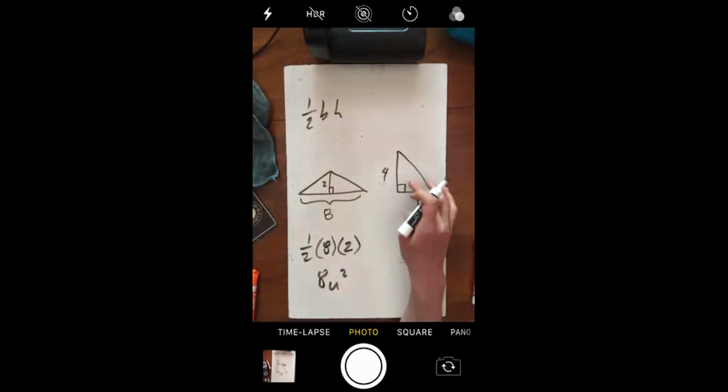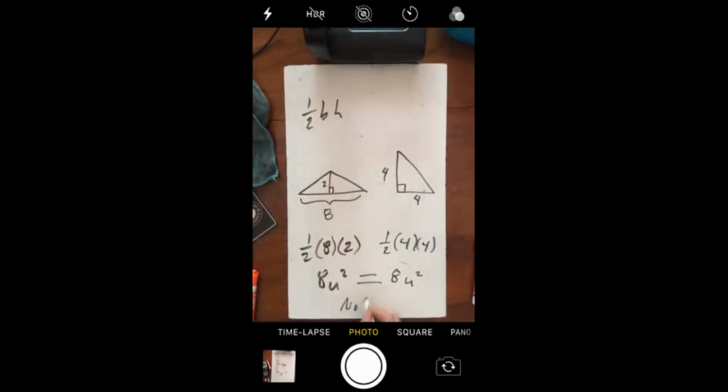On the other hand, if we had a right triangle with 2 legs each equal to 4, then we would be able to say that this is 1/2 times 4 times 4. This would be 1/2 times 16. So again, this would be 8 square units. So even though the areas are equal, they are not congruent because they are not the same shape.